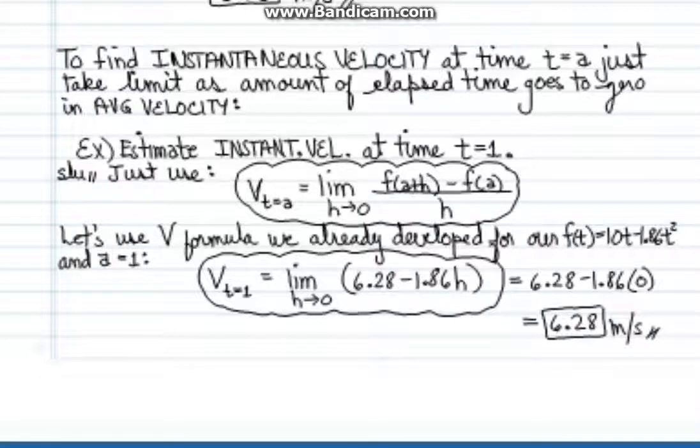Okay, let's use the formula that we developed back in example 33b, which I showed you earlier in this video. And let's use a equals 1, which we already used in the previous formula. And all we need to do is let h go to 0. So v at t equals 1 is the limit as h approaches 0 of 6.28 minus 1.86 h. Let h go to 0, you get 6.28 minus 1.86 times 0, which is 6.28 meters per second for the instantaneous velocity at a equals 1.